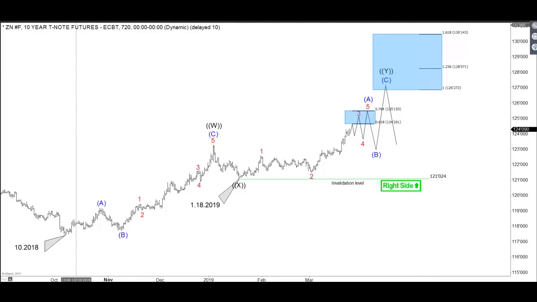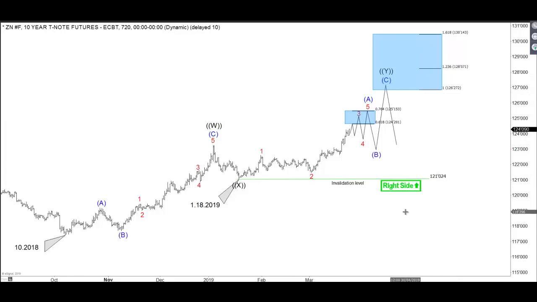And of course, if you take a look here, we have already gone past the 161 extension, so we do believe that this move should become a 5-wave move, whether that's going to end up as wave 3 of C or wave A of Y. Obviously, that remains to be seen.